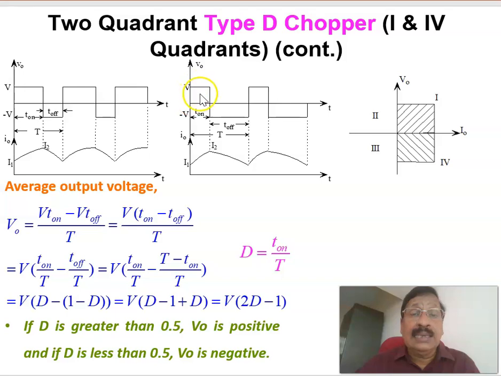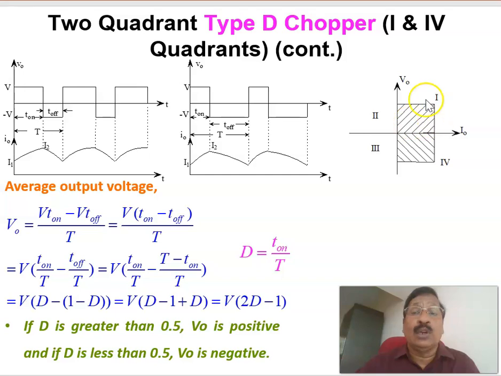Therefore, this area and this area are added, and that is distributed over the time period T. We can see that since this area is more than this area, the average value will become negative. Therefore, when the off period is more than the on period, the average value of the voltage across the load will become negative. When the on period is more than the off period, the average voltage across the load is positive. Therefore, you can make the average voltage positive.